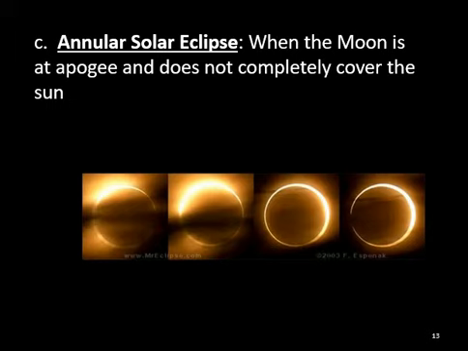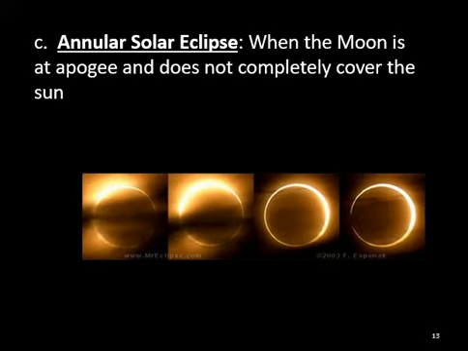This is when the moon is at apogee and does not completely cover up the sun. In the last class, we learned that the moon's orbit around the Earth is elliptical. That means that sometimes it's closer to the Earth than others. You can remember back to the PowerPoint where I showed you the two images of the full moon. One was at apogee, one was at perigee. When it's at perigee, it's closer to the Earth by about 50,000 kilometers, and it looks much bigger.